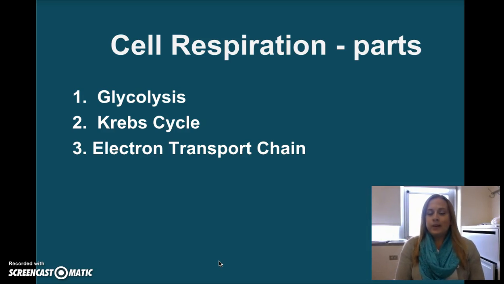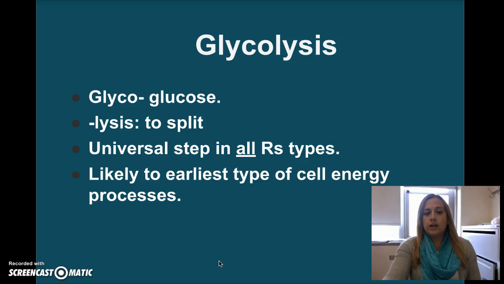Okay, so now we've got the background out of the way. We are going to look at the 3 parts of cellular respiration. The first reaction that takes place is called glycolysis. After that we have Krebs cycle, and then finally the electron transport chain. We're going to look at each of these 3 parts individually. Today we're going to focus on glycolysis. And so again, you've got this glyco part of the word up here. It looks like glucose.